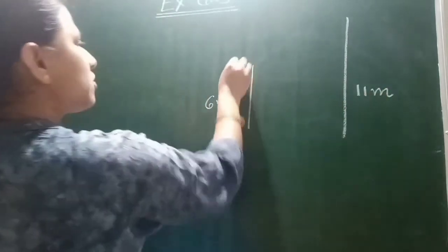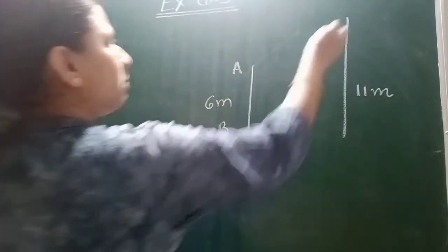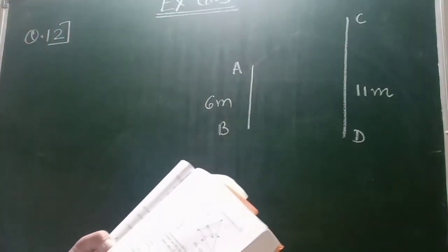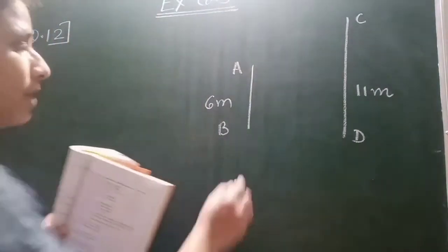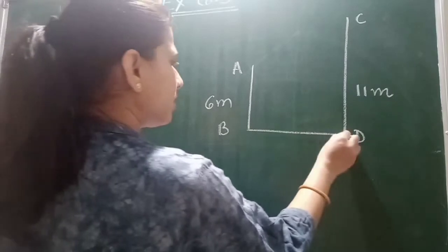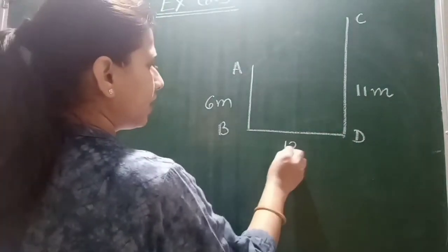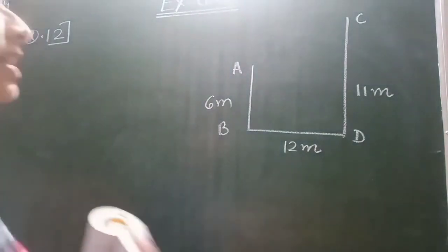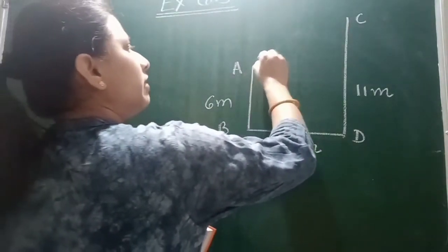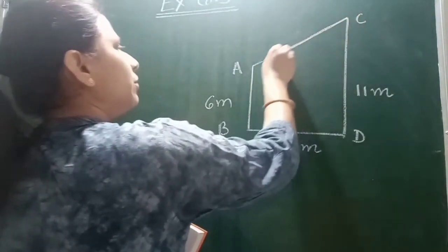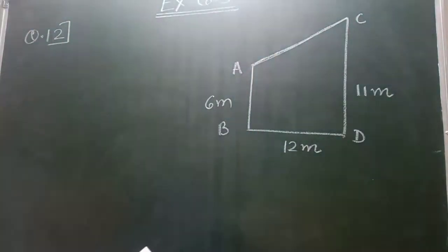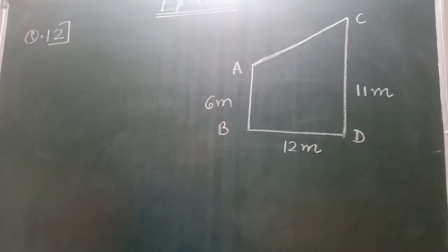Let's suppose this one is your pole AB and this one is your pole CD. Then if the distance between the feet of the poles is 12 meter, feet of the poles, this distance is given here 12 meter. Then we have to find the distance between their tops. Here we have to find this value AC. AC we have to find. So student, how we will solve this question?